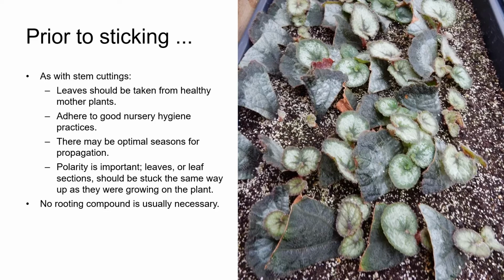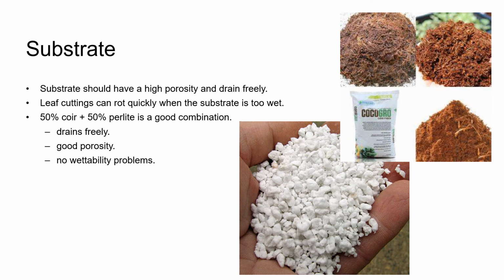Polarity is important for leaf cuttings in the same way that it is for stem cuttings and root cuttings. So leaf cuttings should be stuck the same way up as they were growing on the plant. As far as the substrate is concerned, choose a substrate that has good porosity and drains freely. Leaf cuttings can rot really easily when the substrate's too wet, so keep it barely moist.